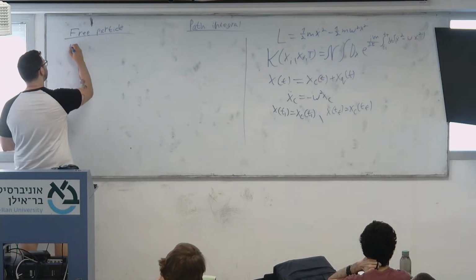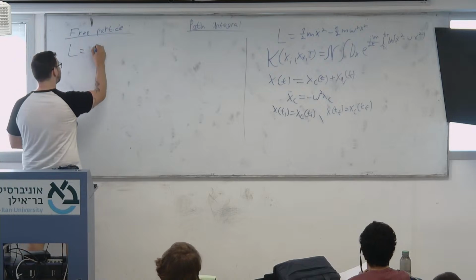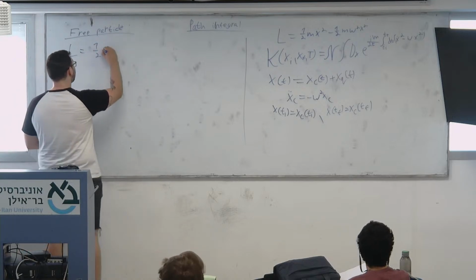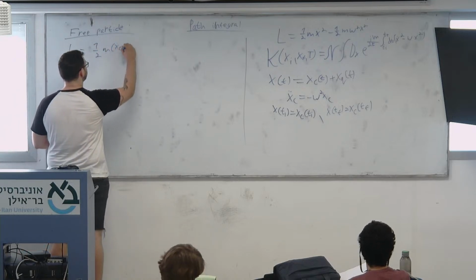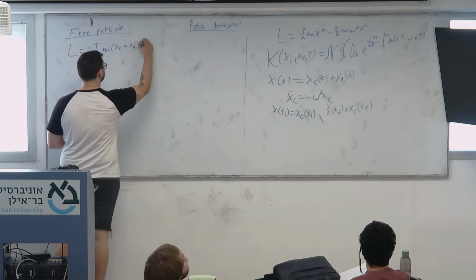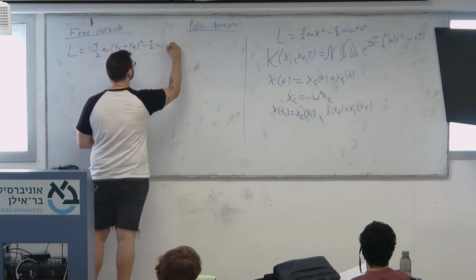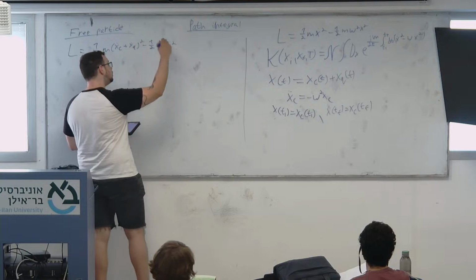Now that we separated this, we can also separate our Lagrangian function, 1 over 2 m times (xc dot plus xq dot) squared minus 1 over 2 m omega squared.